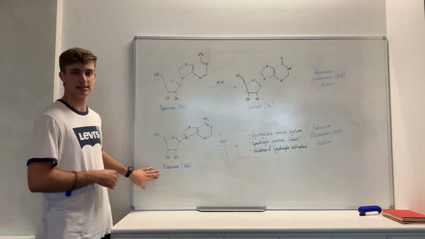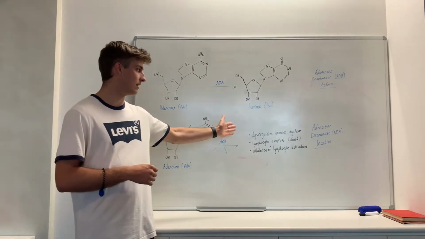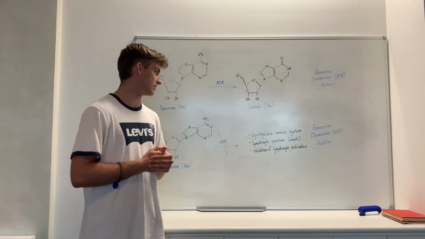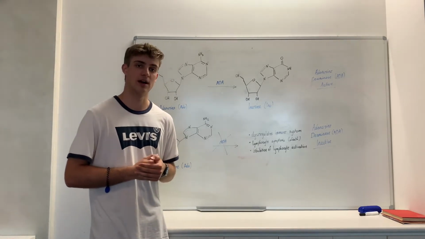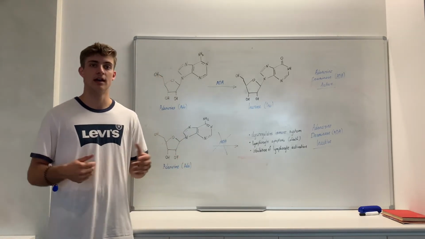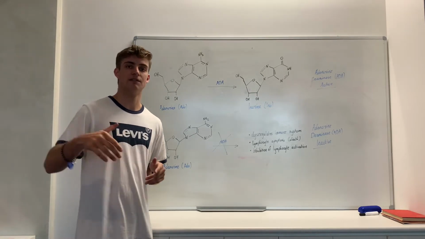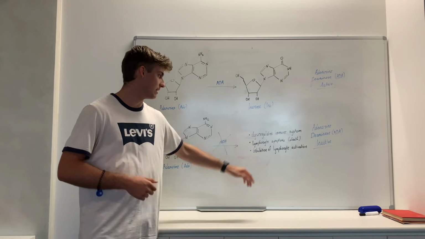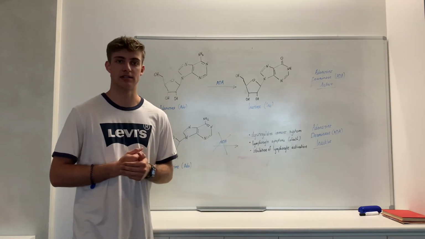The build-up of adenosine is then associated with the dysregulation of the immune system. It is associated with lymphocyte apoptosis, which is essentially death of highly functioning white blood immune cells. And we also see inhibition of lymphocyte activation as well.